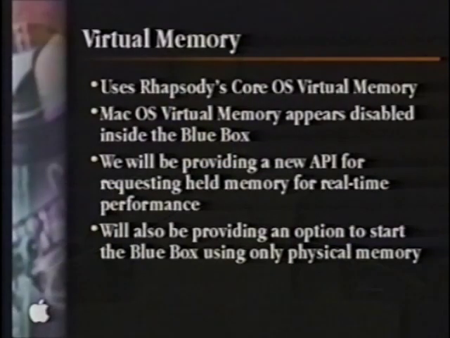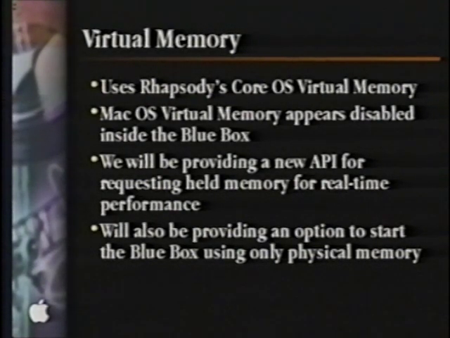We have this new virtual memory underneath us, and we are going to take full advantage of that. But to you, virtual memory is going to appear disabled. If you look at Gestalt, you're not going to see VM is on. Unlike today in System 7, where your entire system heap and an area in high memory is all held and locked into real memory, the entire blue box is completely pageable, which yields significant memory improvements in terms of how much is actually used.